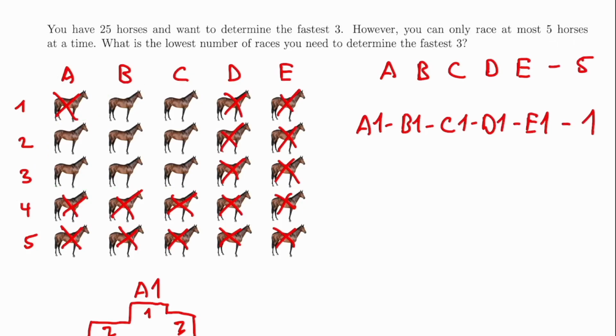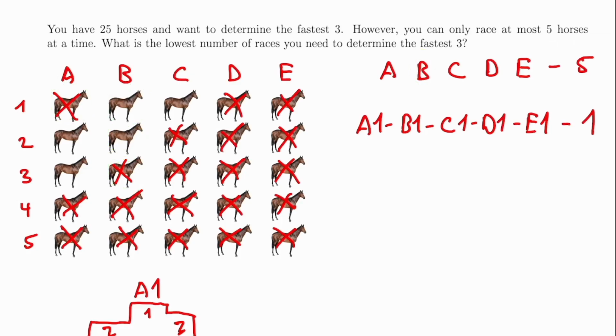Now, I claim that we can also eliminate C3, C2, and B3. This is because, for example, for B3, we already know that B3 is slower than B2 from the first race, and we also know that it's slower than B1. However, we also know that B1 is slower than A1, so we know that B3 is slower than B2, B1, and A1. So it cannot be under the top 3.